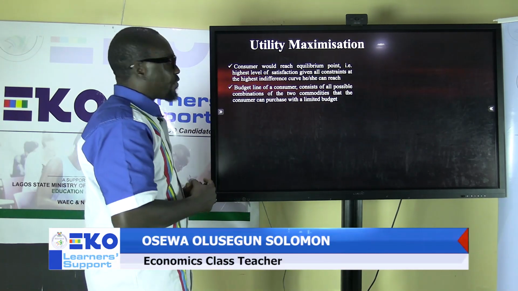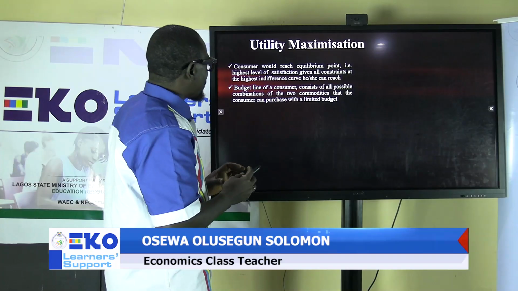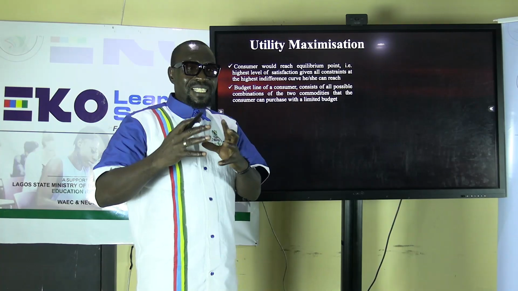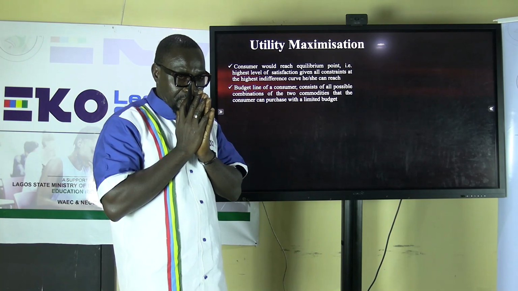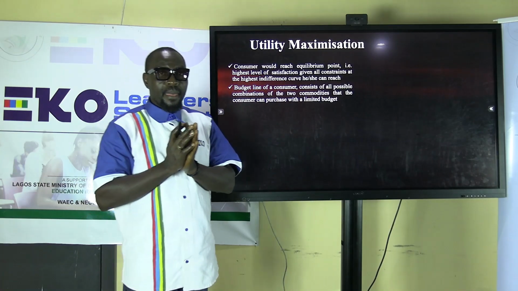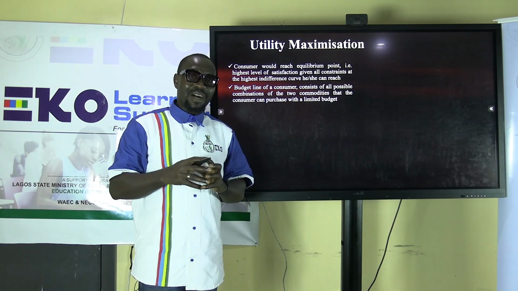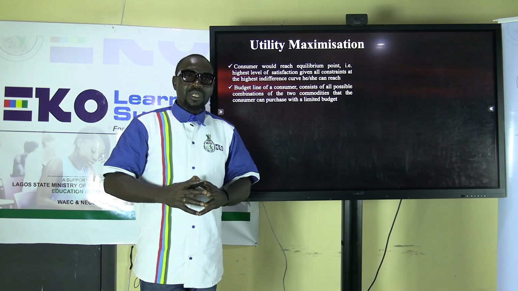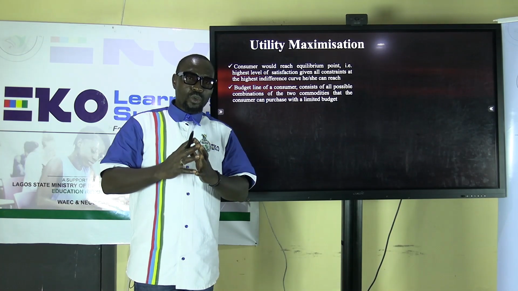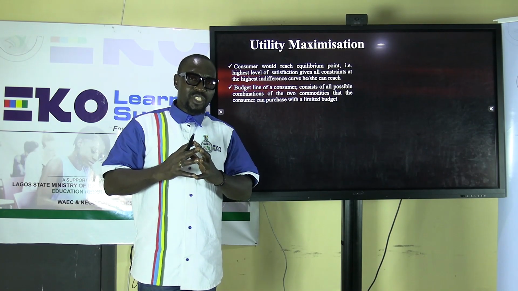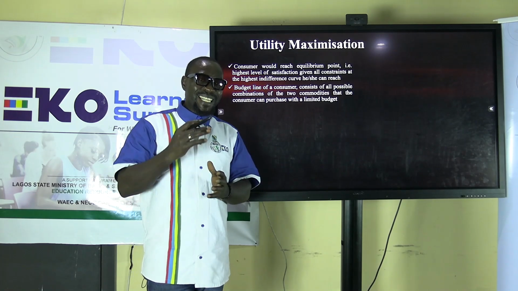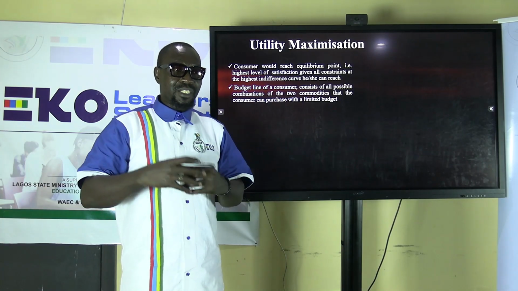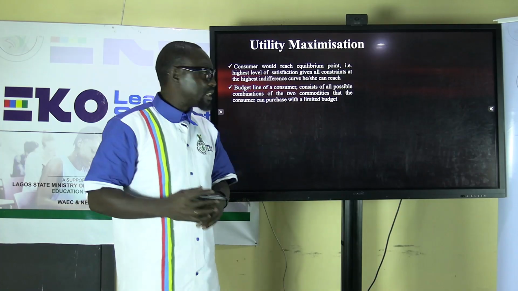Then, the budget line of a consumer consists of all possible combinations of the two commodities that the consumer can purchase with his limited income. Because even though all points on an indifference curve are open to a consumer to derive satisfaction, the level of satisfaction he can enjoy is limited by what his income can get him. It's limited by his income. And that is what introduces what we call the budget constraint.